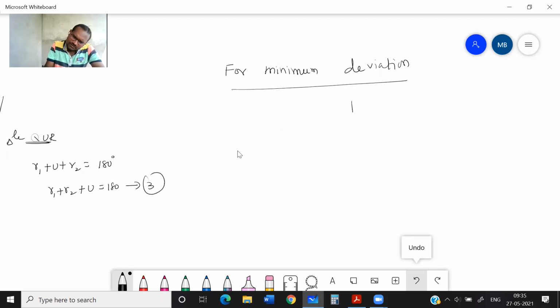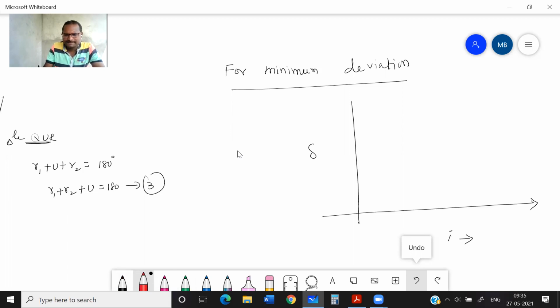If you draw one graph between deviation produced in light ray and angle of incidence, you will get a graph like this. This is the experimental data. From this graph, what we can analyze is, for any one particular deviation angle, there are two angles of incidence, I1 and I2.